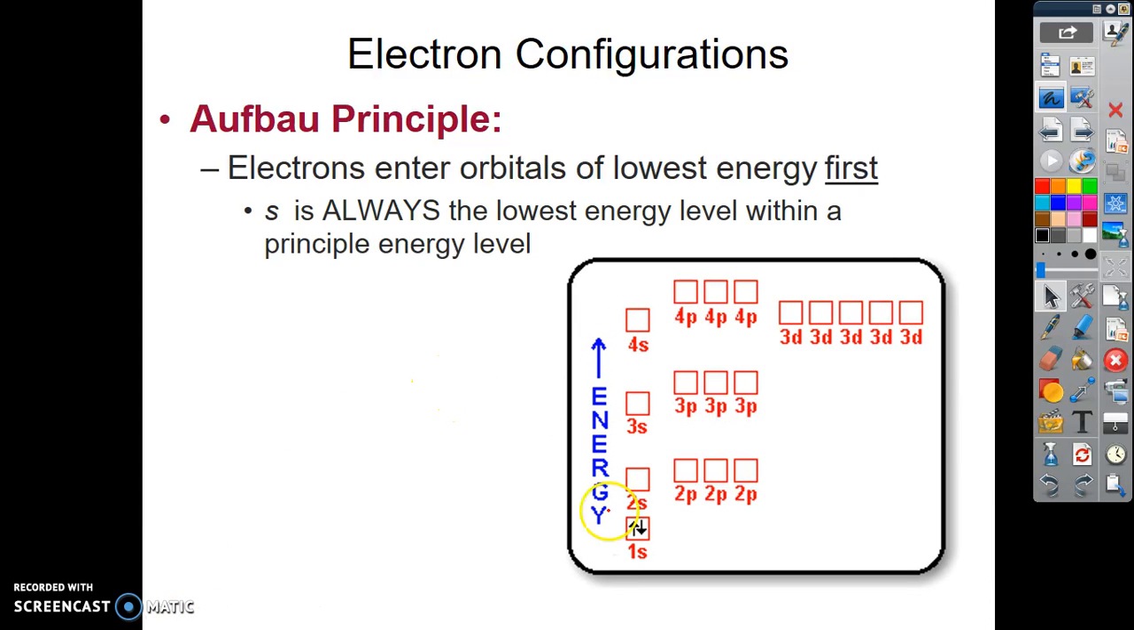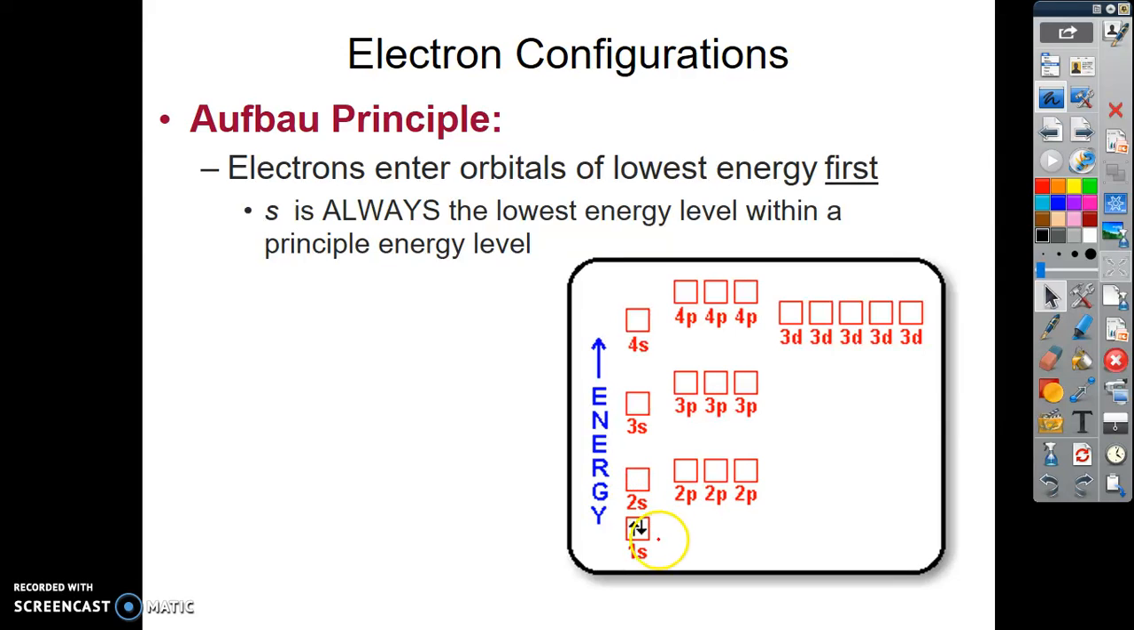Here's an energy diagram, and it's important to understand that inside an energy level, the s is always the lowest energy shape of orbital that's within each energy level. So you notice the 2s is lower than the 2p's, 3s is lower than the 3p's, the 4s is lower than the 4p's, so the s is the lowest energy kind or shape of orbital within each principal energy level. If you wanted to know the order that you would have to fill in those shapes, you could just go up this energy level diagram.